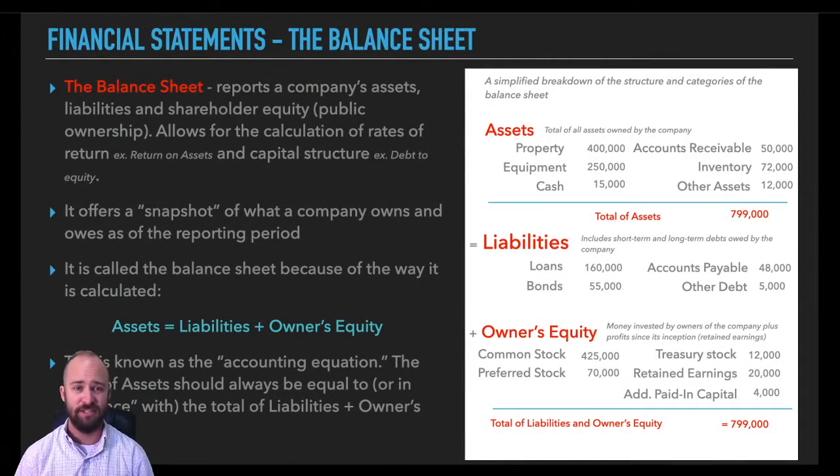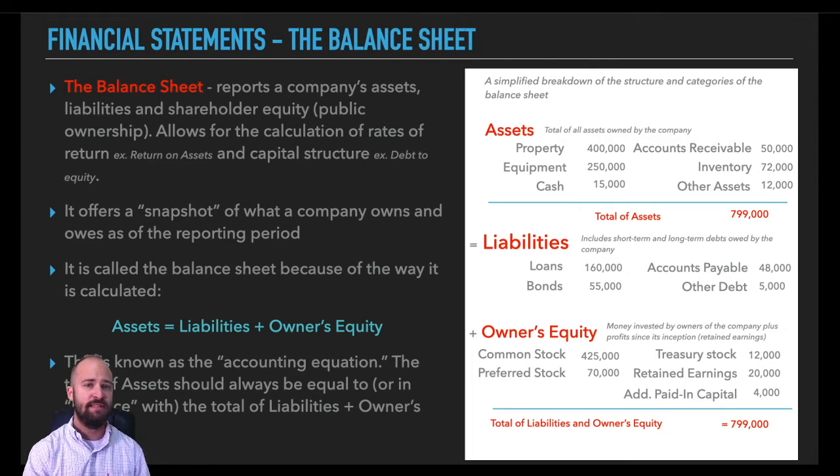Finally, we get to the balance sheet. Now, this reports a company's assets, liabilities, and shareholder equity, which is basically just the public ownership. It allows for the calculation of rates of return, and it indicates to us the capital structure. Capital structure just talks about where the money to fund this company came from. There are two ways in which a company can source funds, either through debt or through equity. Debt being represented by something like taking out a loan and receiving cash, and equity being represented by things like selling shares of the company and receiving cash. So it offers a snapshot of what a company owns and owes as of the reporting period.